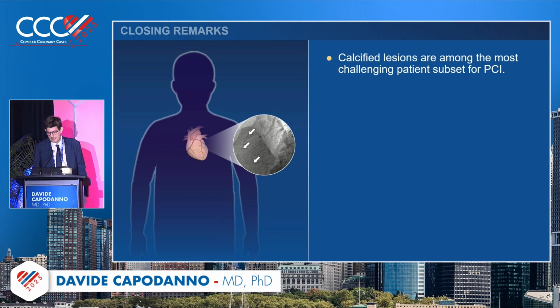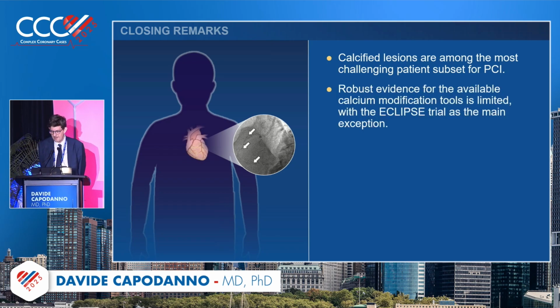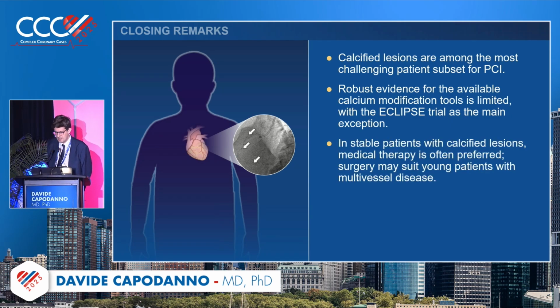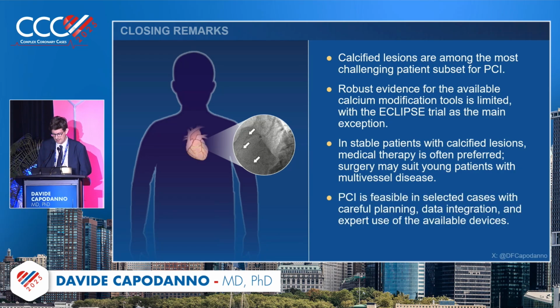So in conclusion, I would say that calcified lesions are among the most challenging patient subsets for PCI. Is there robust evidence for the available calcium modification tools? No, because it's definitely limited. The ECLIPSE trial is probably the main exception because it was a large study, but we have seen the results. In stable patients with calcified lesions, medical therapy is often preferred, so we also have to remember that this option exists, and surgery may suit young patients with multivessel disease and calcified arteries. PCI is feasible in selected cases with careful planning, as we have seen, with data integration, and of course with the expert use of the available devices.